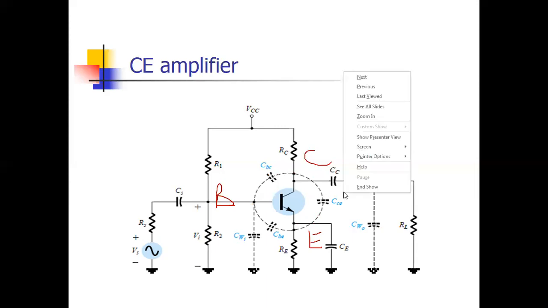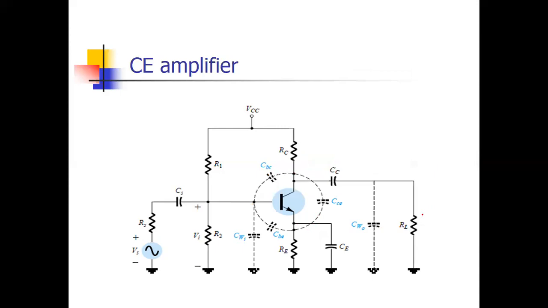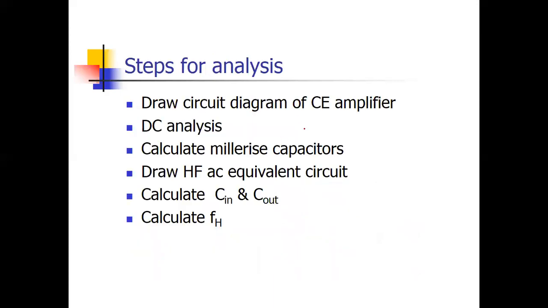Okay, so these are different types of capacitance. We have learned in the previous lecture also the effect of coupling and bypass capacitance. Just have an overview. Coupling capacitance or bypass capacitance are short circuit at high frequency. There is no issue. But wire capacitance and transistor capacitance are not short circuited at high frequency, so their role is important. Okay, so step 1 is the circuit diagram.